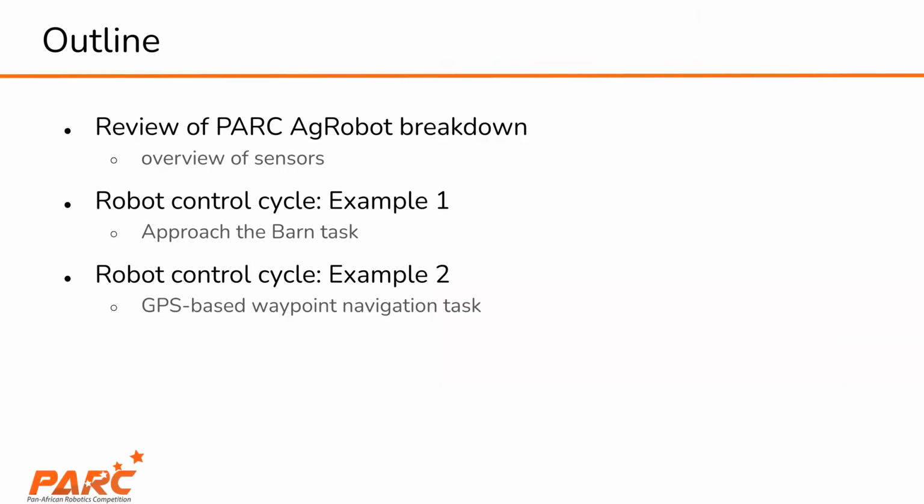So now the outline is that we will review the breakdown that we did for the robot, what are the sensors, and then we will wrap up the example 1. And if we have some extra time, we can look at an example 2 using GPS-based waypoint navigation.